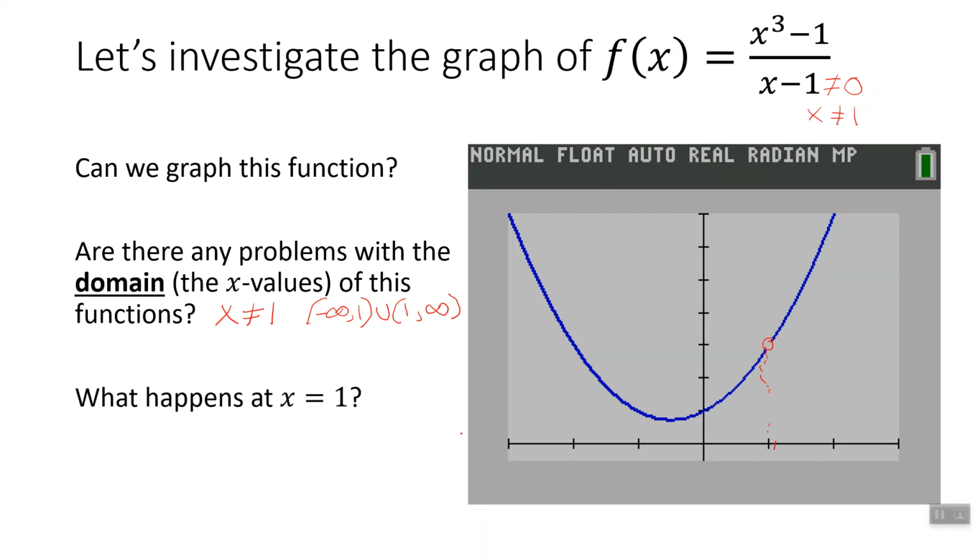All right, so that's what's happening at 1. We have some sort of hole. So the interesting point on this graph is 1. Everywhere else, we just plug in. Like if we want to know the limit as we go to 0, we just plug in. We get that value. I think it's 1.